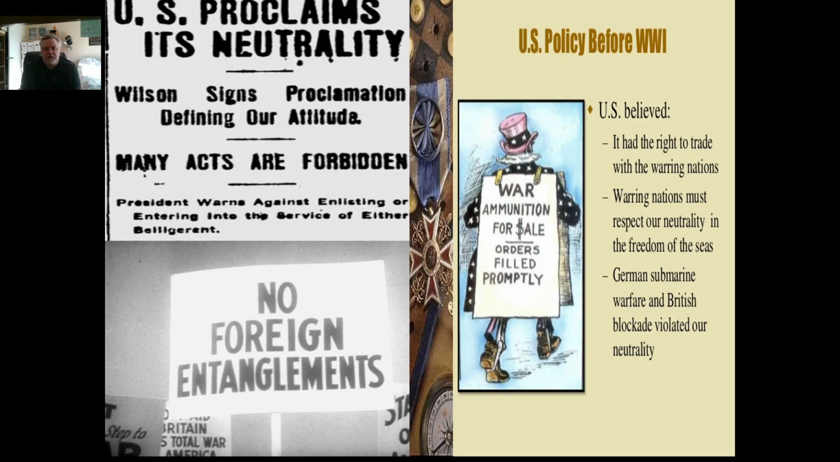Both the British and the Germans tried to do what they could to prevent us trading with their enemies, even though we demanded that there be neutrality and freedom of the seas.